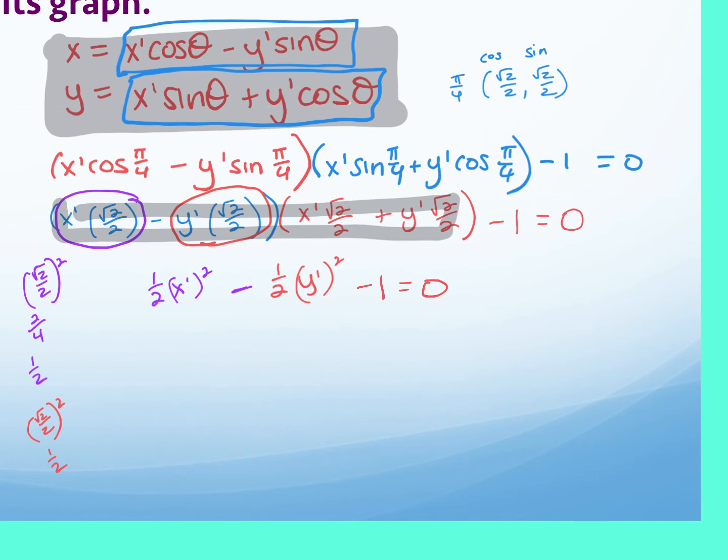So think about the standard form of our equations in our conics. And what's wrong with where we're at right now? It has to equal 1. So we need to move the 1 to the other side. So this is really 1/2 x prime squared minus 1/2 y prime squared equals 1. I can even go a step further and say x prime squared over 2 minus y prime squared over 2 equals 1.